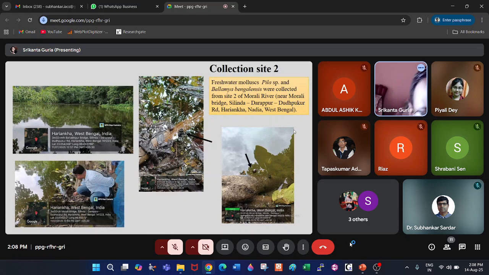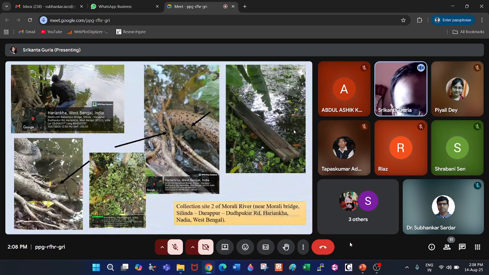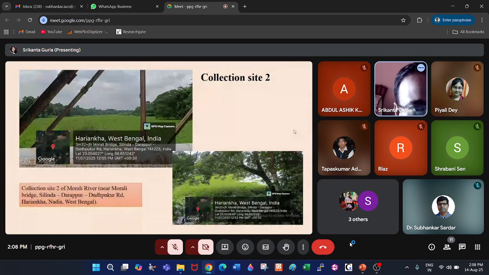That is very near to the Morali Bridge, Silinda, Daragpur or Horinanka of the Nodia district. The water is completely devoid of any type of pollution, because there is no human habitat and there is no chance of accumulation of human effluent. We have collected the specimen from there, and this is the picture of the collection 2 site, the picture of collection 2 at Horiyanka of Nodia district.